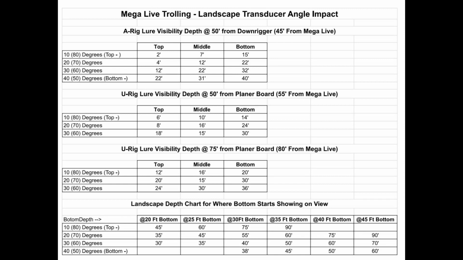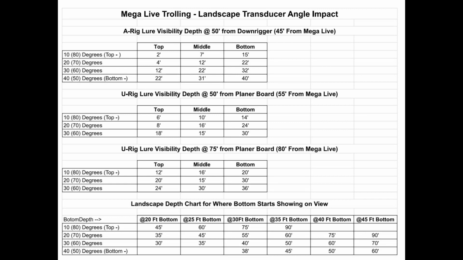So looking at that top chart, basically at 10 degrees, the lure disappears above 2 foot and it disappears below 15 foot. So basically, as long as you've got your lure between 2 foot and 15 foot, it'll be visible. 7 foot is the sweet spot, and it shows up the most bright right in the middle. At 20 degrees, it's 4 foot top, 22 foot bottom, with 12 foot being sort of the sweet spot. 30 degrees, 12, 22, 32.